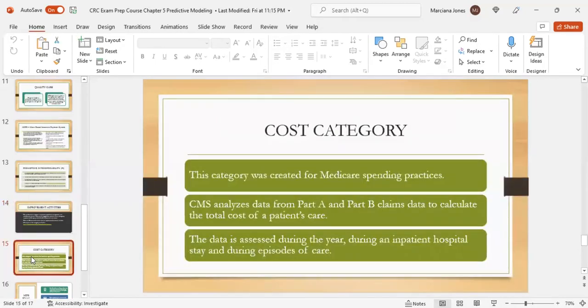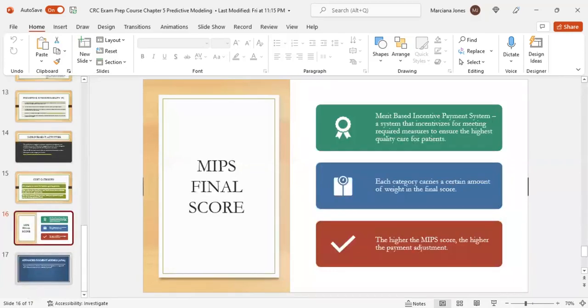There's also a cost category. This category was created for Medicare spending practices. CMS analyzes data from parts A and B, their insurance claims data, to calculate the total cost of a patient's care. The data is assessed during the year and during an inpatient hospital stay, during episodes of care. All those things, they go off your hospital records, your outpatient records, if you have surgery. You know, all those things are factored in when they're assessing your risk score.